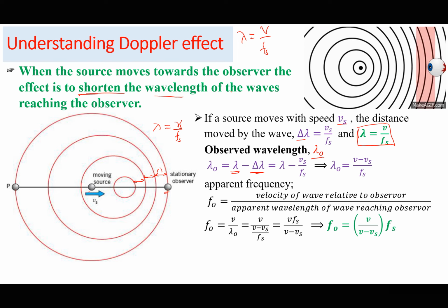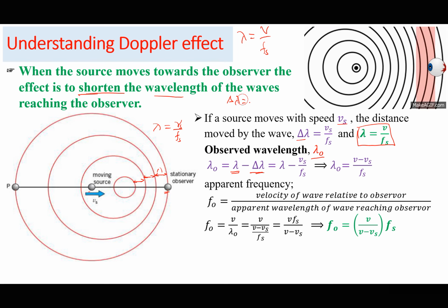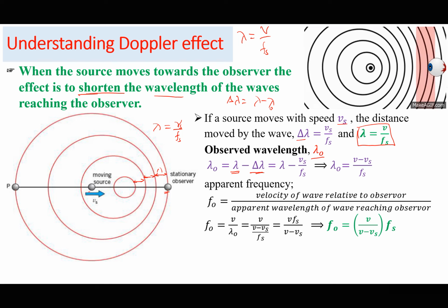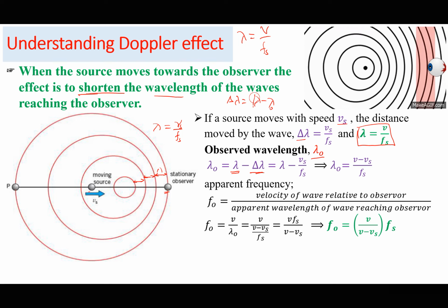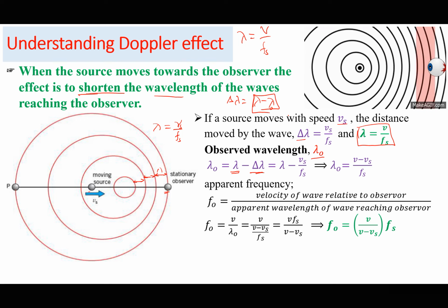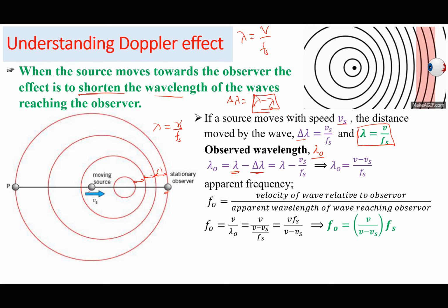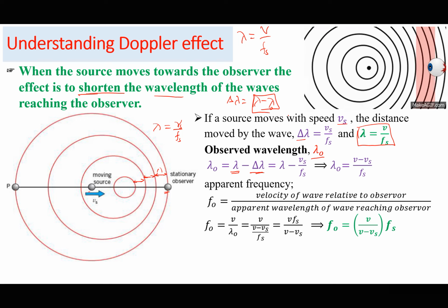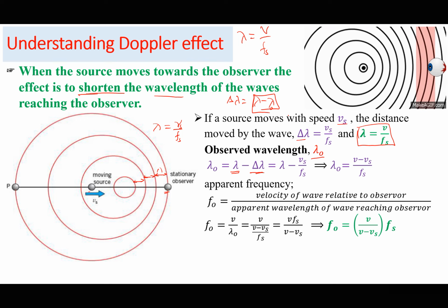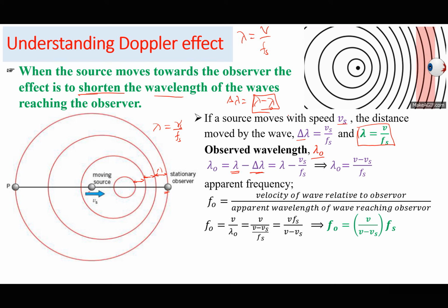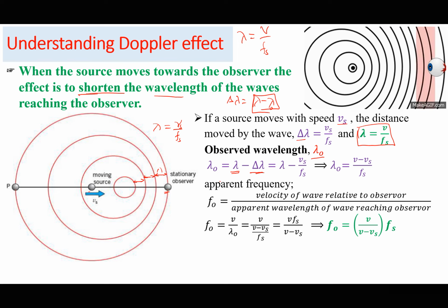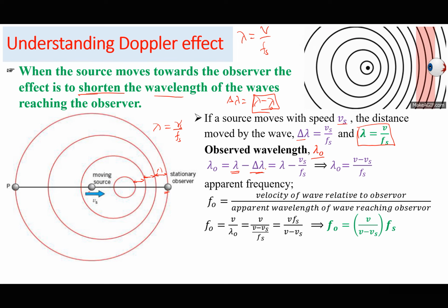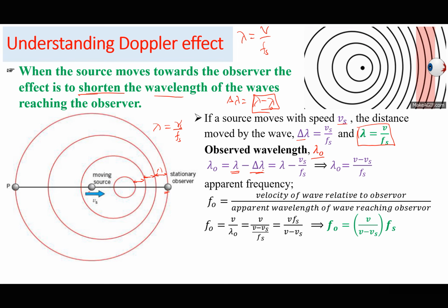Or in other words, the distance delta lambda is supposed to be equal to the wavelength minus the observed wavelength, lambda naught. That is the distance moved by the waves, or by the wavefronts, by the time the observer detects them. It's the difference between the actual wavelength minus the observed wavelength if the source is moving towards the observer. So making lambda naught the subject, the observed wavelength is equal to lambda minus the distance moved by a wave, or by the wavefront.